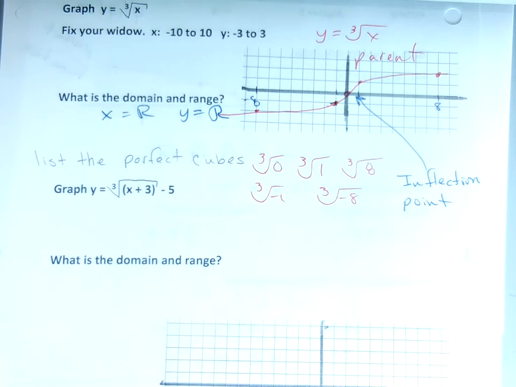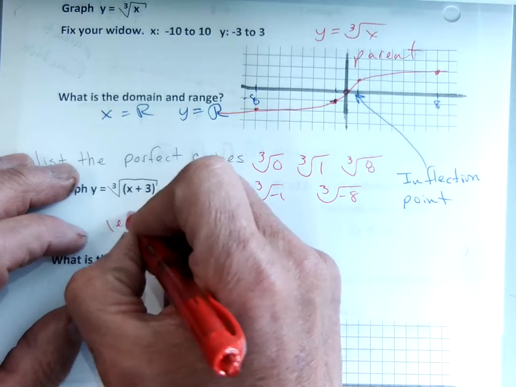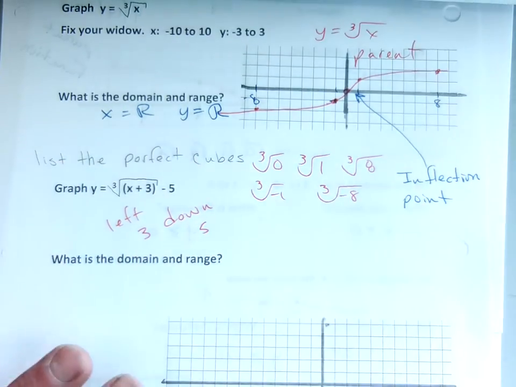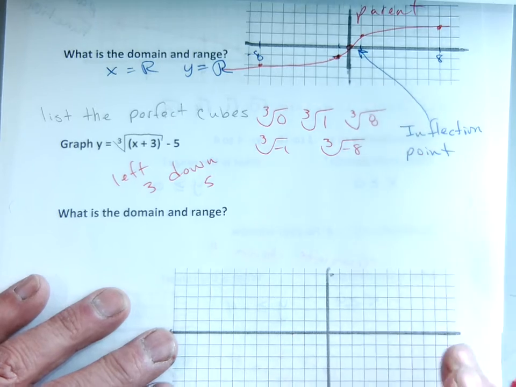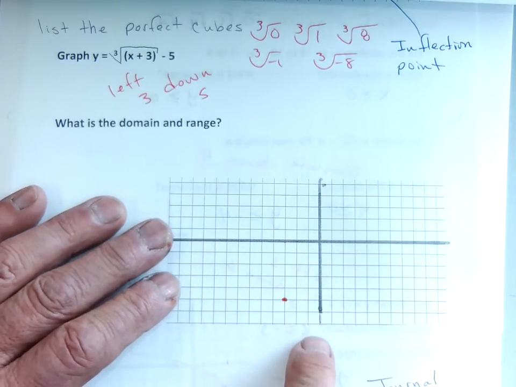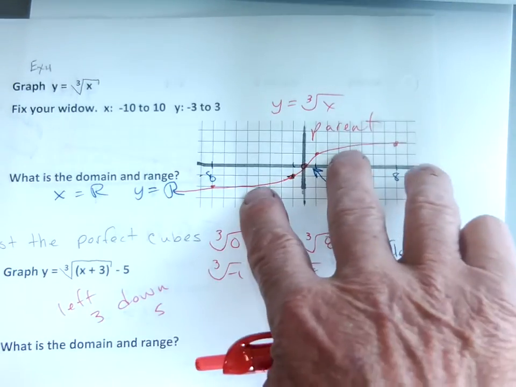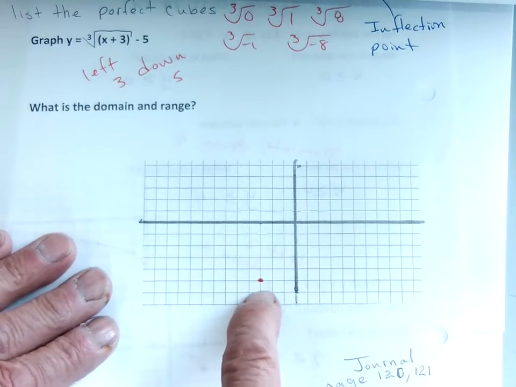So for me, it's easier just to move the inflection point and then do my cube root of 1, cube root of 8, right? So I'm going to move my inflection point. I'm going to go to the left 3 and down 5, right? So I'm going to go 1, 2, 3, 1, 2, 3, 4, 5, which is right there. And then I'm going to do my same parent function, same exact process, but I'm going to move my parent function to here.